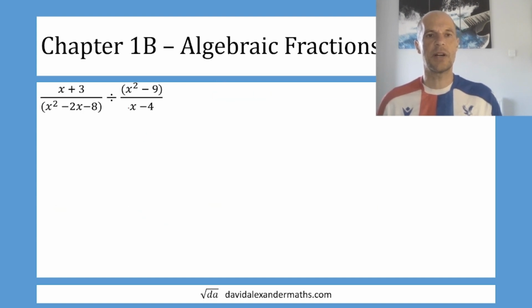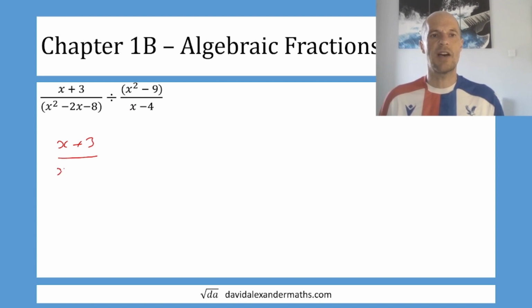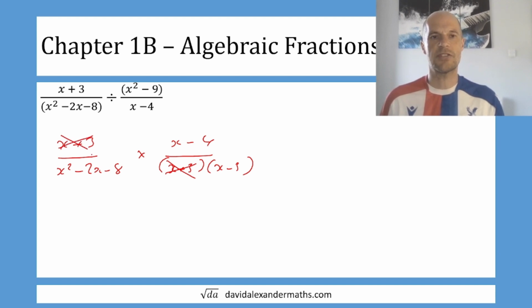Okay, so here's another example, except this is division. So first of all, we just need to remember that we need to flip it. So x plus 3 over x squared take away 2x take away 8, multiplied by x take away 4 over x squared minus 9. Well, we need to remember that is x plus 3, x minus 3, and that's handy because the x plus 3 here cancels that x plus 3.